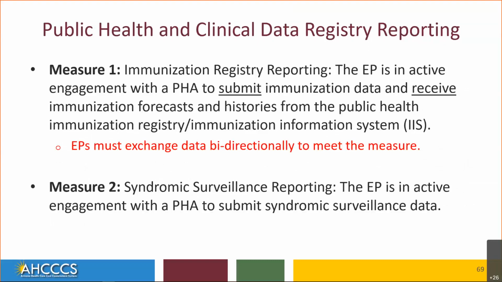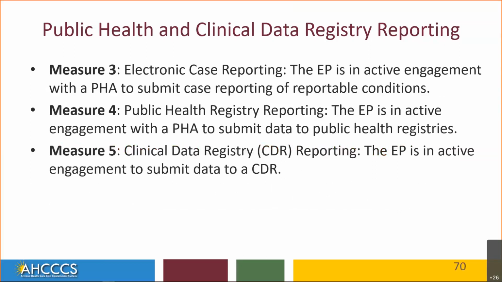Measure 1 is the immunization registry reporting, and the EP is in active engagement with a public health agency to submit immunization data and receive immunization forecasts and histories from a public health immunization registry. Keep in mind that EPs must exchange data bidirectionally to meet this measure. Measure 2 is the syndromic surveillance reporting. It's when the EP is in active engagement with a public health agency to submit syndromic surveillance data.